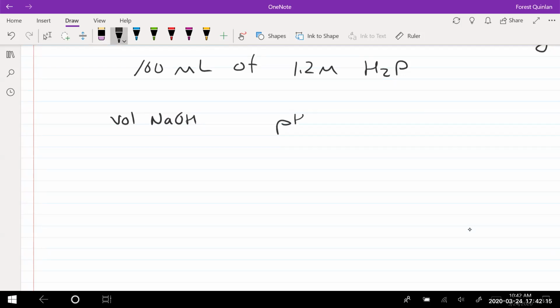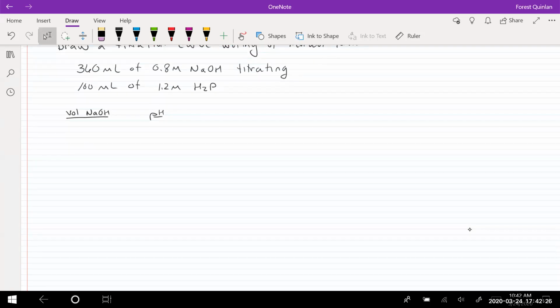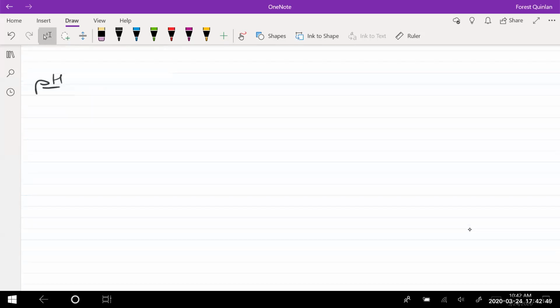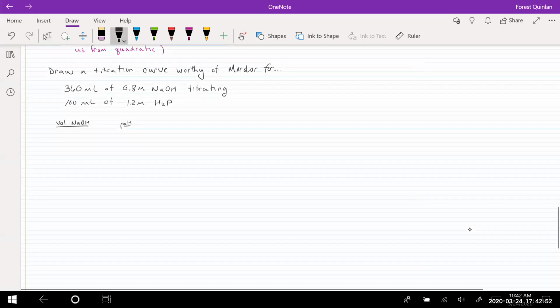Volume of NaOH and the pH that we're going to get. Now, in order to make this table, we do need to know where we are stopping, so we should probably get that first. Does anyone have an idea of where we might be stopping, or how we would get that? M1V1? Yes. All right, first things first, we need to get that endpoint. So I'm going to go ahead and section this off here.